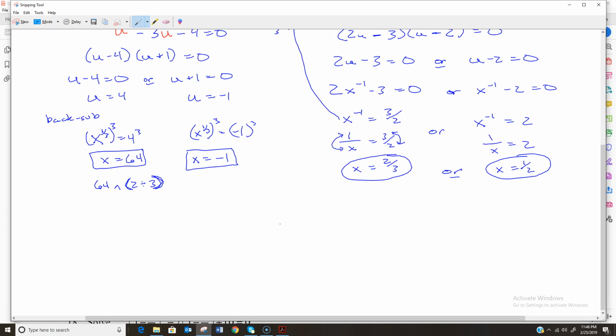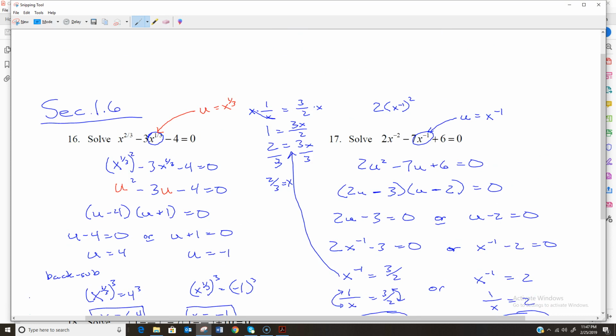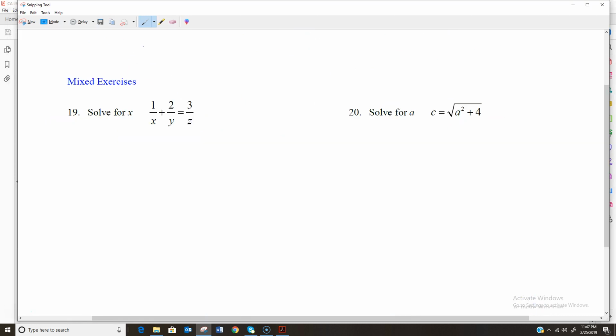Alright, so then the last two problems that I want to do are, I believe it's 19 and 20. So in 19, these are called mixed exercises. In 19, I need to solve for this x. And so in order to solve for that x, I'm going to want to get anything that doesn't have an x in it onto the other side. So 1 over x would be 3 over z minus 2 over y. And then at this point I can multiply by x.